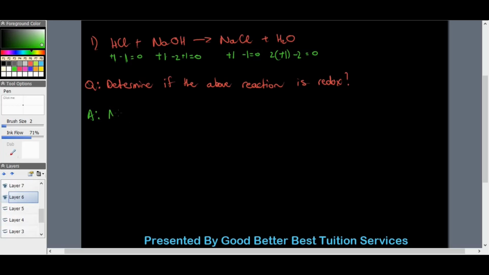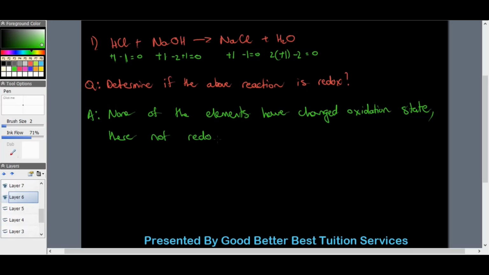All right. So none of the elements have changed, right? And this is how we would state our answer: none of the elements' oxidation numbers have changed, or we can say it like this: therefore, not redox, or we can say not a redox reaction. Okay, and that's how we can determine, of course, whether or not it is a redox reaction or not.